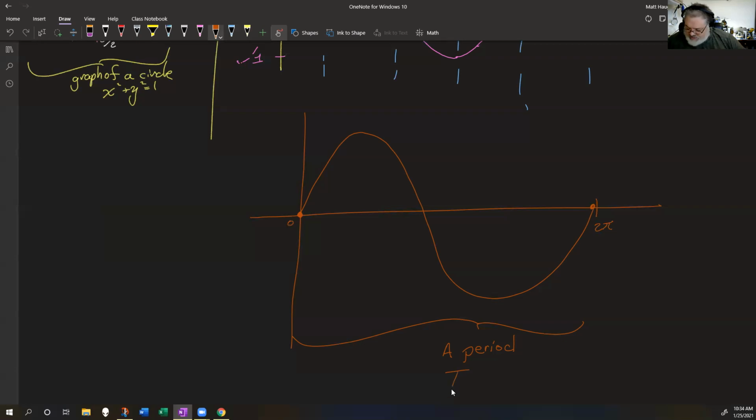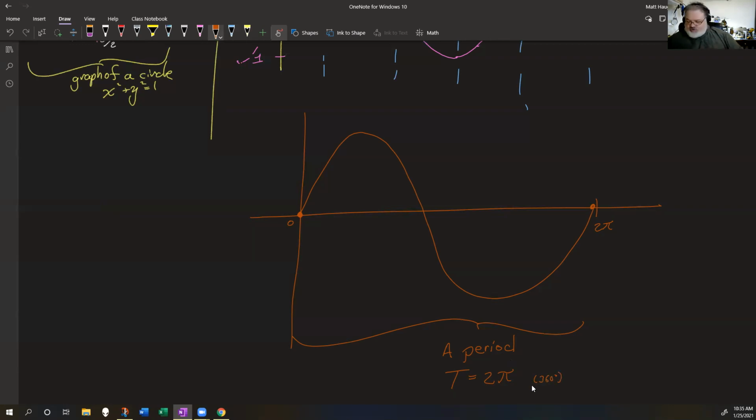we often use a capital T for period. I'm not actually sure why. I should look it up and try to find out why. It's probably from the Latin somewhere. So in radians, our period would be 2 pi, one rotation. In degrees, it would be 360.